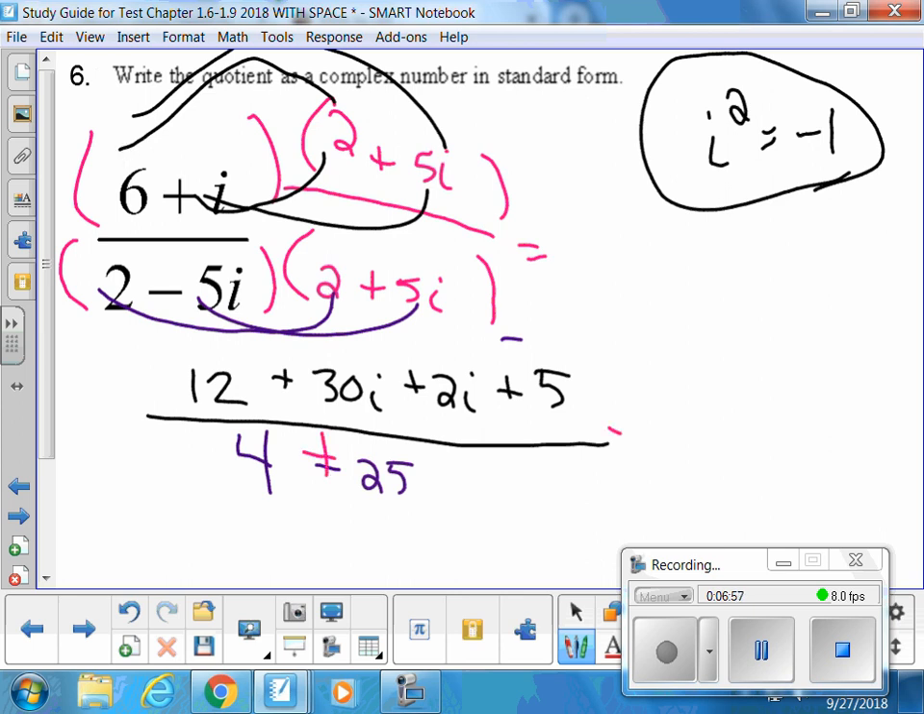On the top, we have some like terms we can combine. The 12 and the -5 is 7, and the 30 and the 2 is 32i. And then on the bottom, it's just a 29.